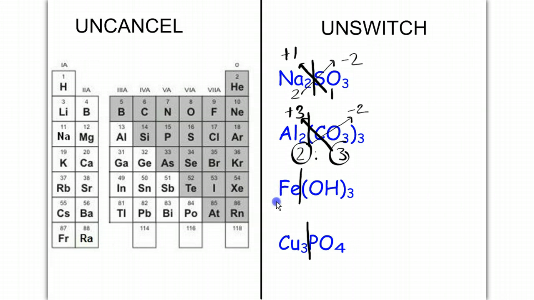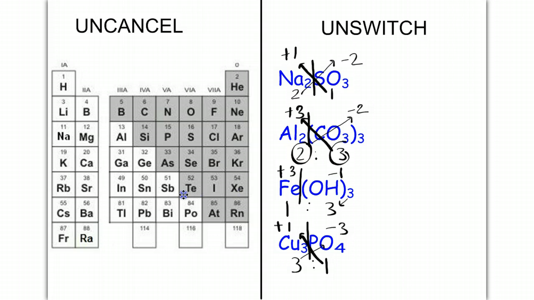All right, this one, we have a 1-to-3 ratio. That lets me know I have 3 of them. So if I unswitch these charges, I have a +3 on iron and a -1 on the hydroxide. This is how I'll know it is iron 3 hydroxide. Last one, I have a ratio of 3-to-1, letting me know that the copper must be a +1 and this phosphate must be a -3 charge.